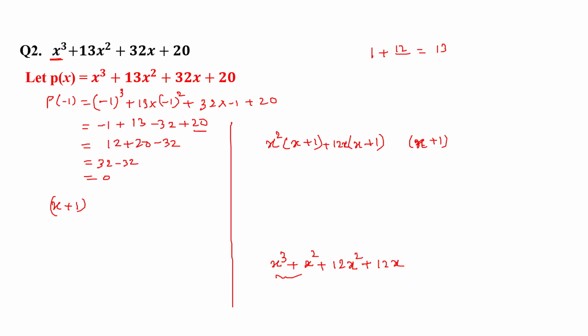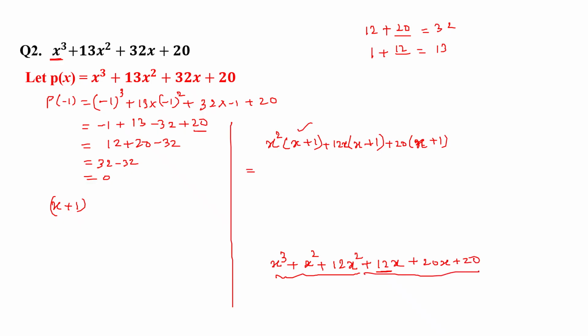Okay. So my first two terms are fine. It is x cube plus 13x square. Now here you see the third term. In the original polynomial, the coefficient of x is 32, here it is 12. So now in 12, what will you add such that it becomes 32? You are going to add 20, isn't it? So it means here you have to multiply it with 20. And if you proceed, you will get 20x plus 20. And if you combine all, you will get the original polynomial.